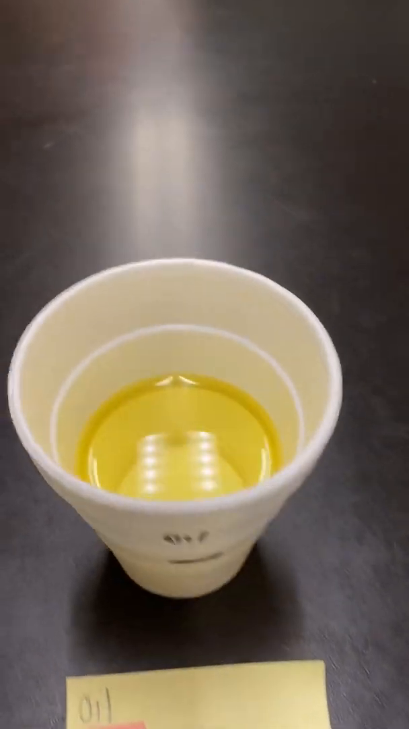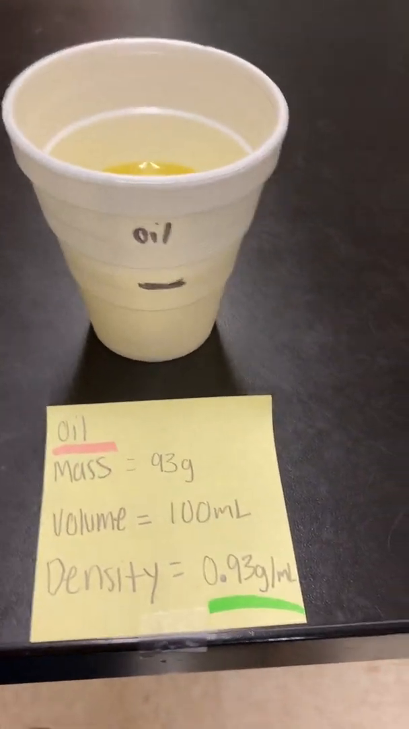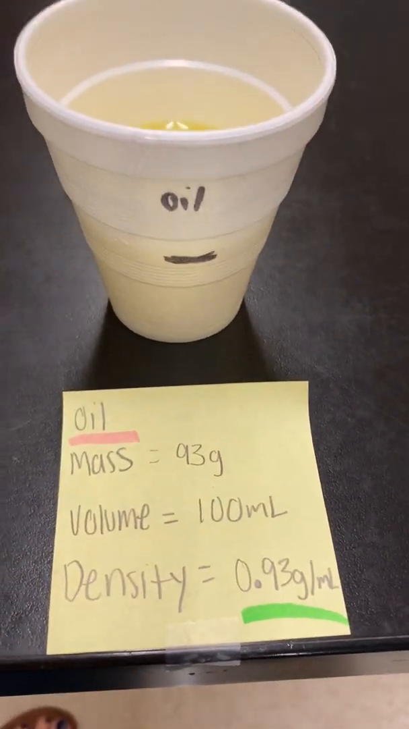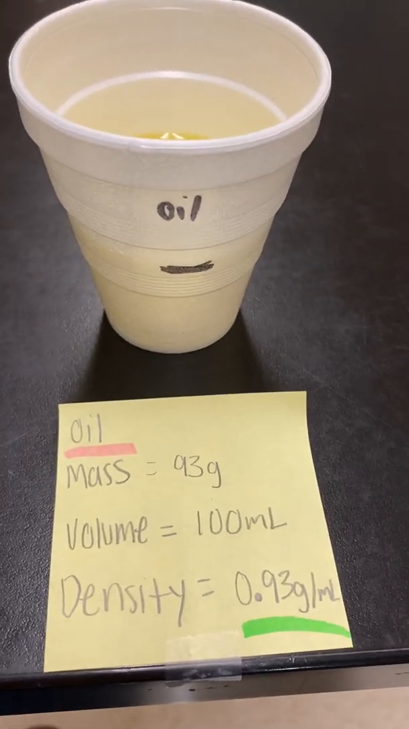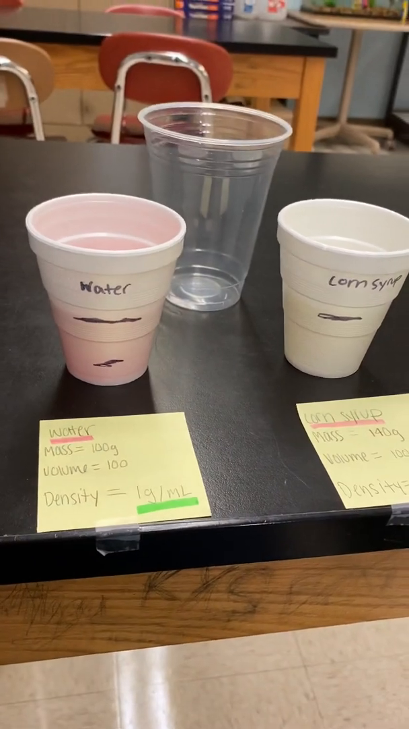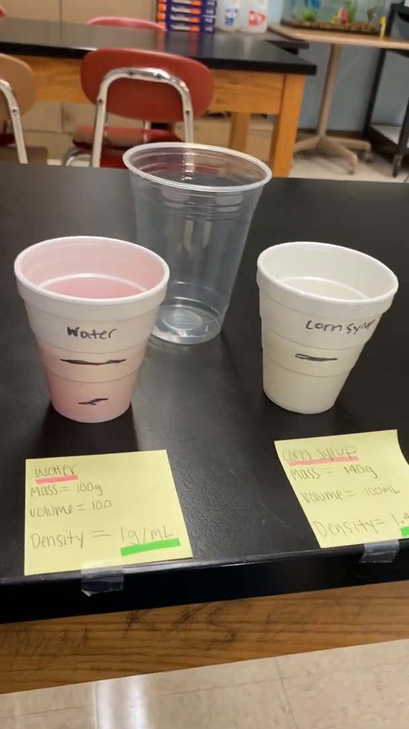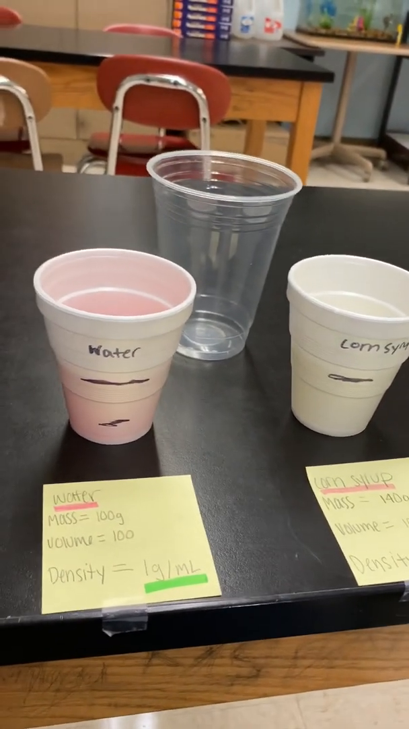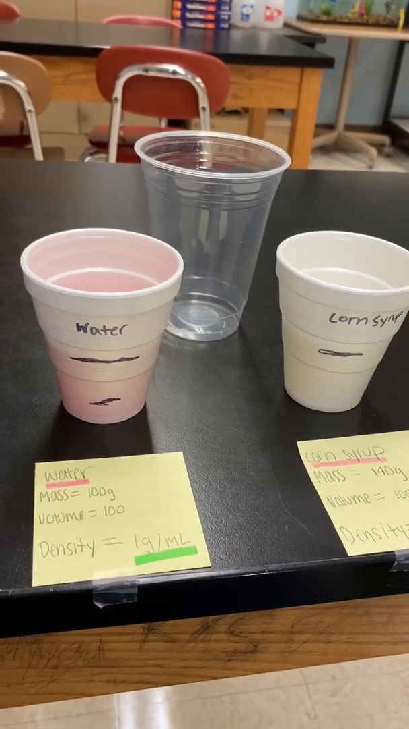And then I have some oil. Same thing, I have 100 milliliters of it, but the mass of this is 93 grams. So all three of these substances have the same volume. That is the same across the board. However, their masses are going to be different.